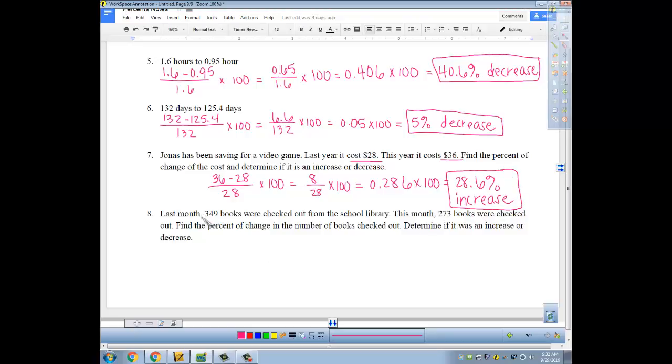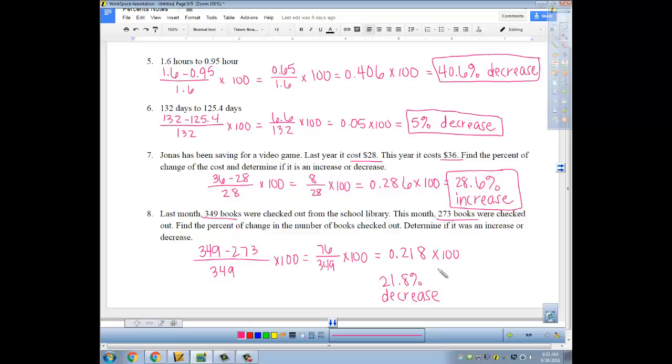Okay, last one. Last month, 349 books were checked out from the school library. This month, 273 books were checked out. Find the percent of change to determine if it's an increase or decrease. So subtract your numbers on top. Divide by the original amount, so 349 times 100. 349 minus 273 is 76. And then 76 divided by 349 is about 0.218. Multiply that by 100 to get about 21.8%. And it went from 349 down to 273, so that was a decrease.